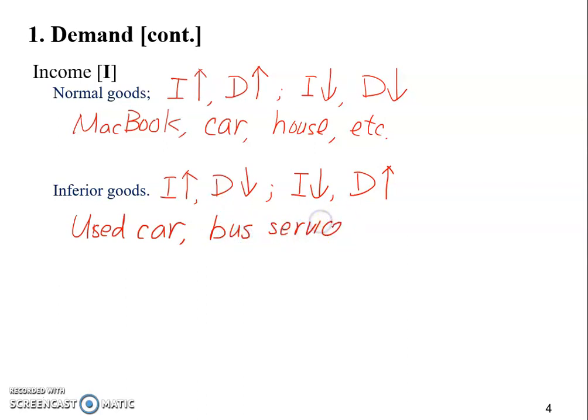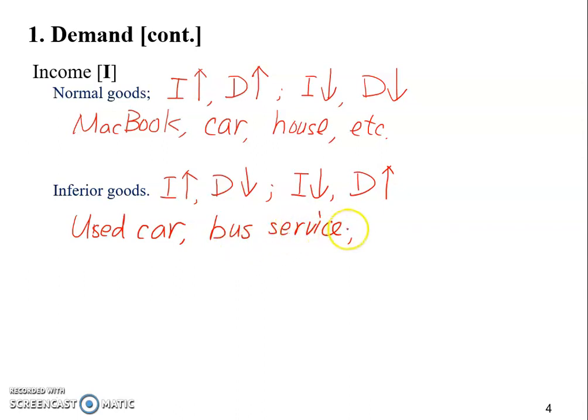The second example could be the bus service. When we have a lower income, we rely more upon public transportation, such as bus or subways. Okay, when we get more income, we're gonna drive, so we would have a lower demand for bus service.